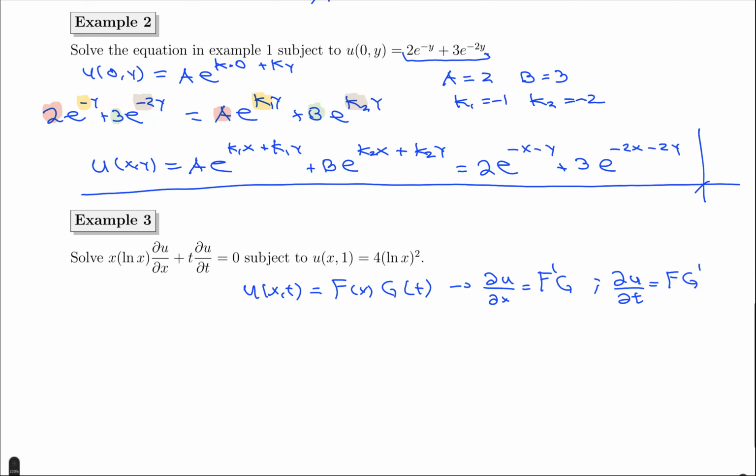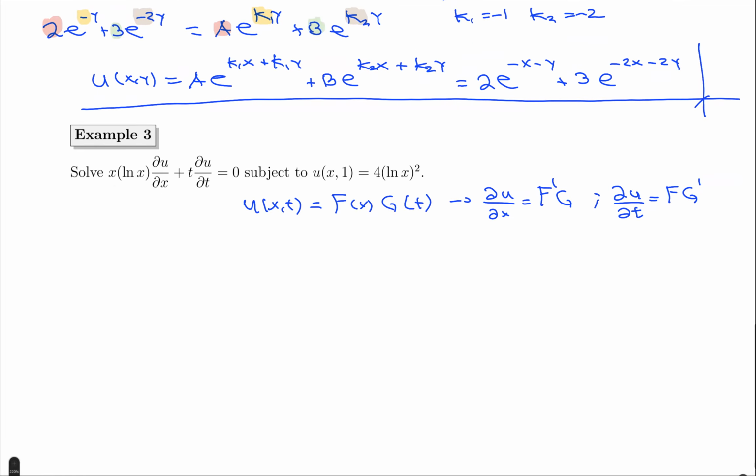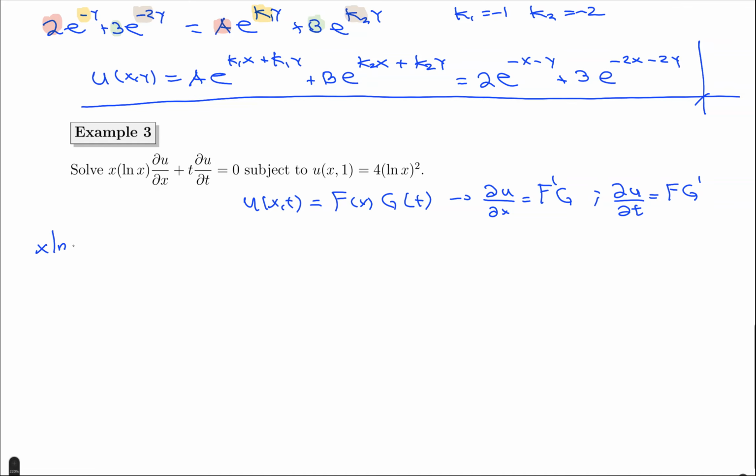Into the PDE. So x ln x f prime g, right? Again, if it works for you, let me box this with different colors and substitute this here, and let me box this one if it works. And substitute there. All right. And plus t f g prime, and let that be equal to 0.